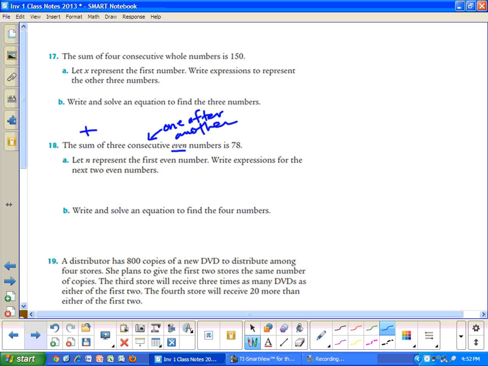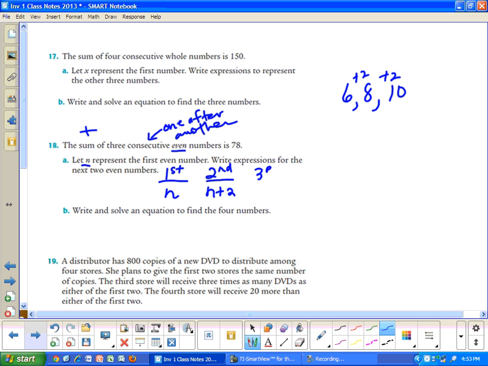78. So let n represent the first of the even numbers. Write expressions for the next two even numbers. So the first of the even numbers, we're going to just say as n, any number. The second one, then, if it's the next in line, so it's like if the first one was 6, the second one would be 8, then 10. Notice that we're adding 2 to get the next one. So we can just say n plus 2 for the next one.